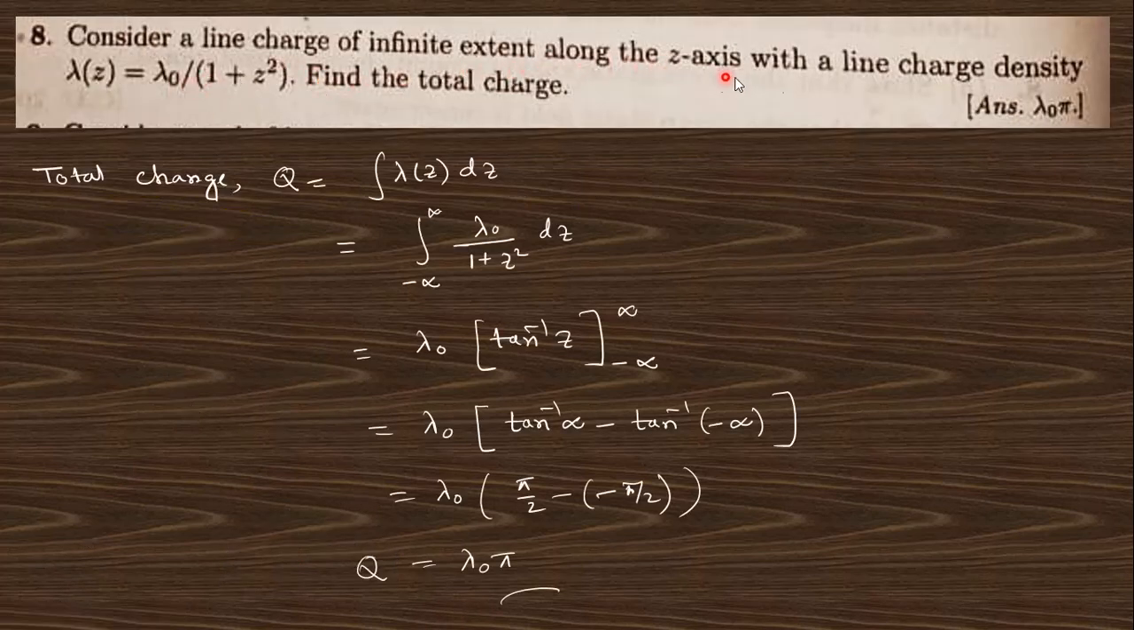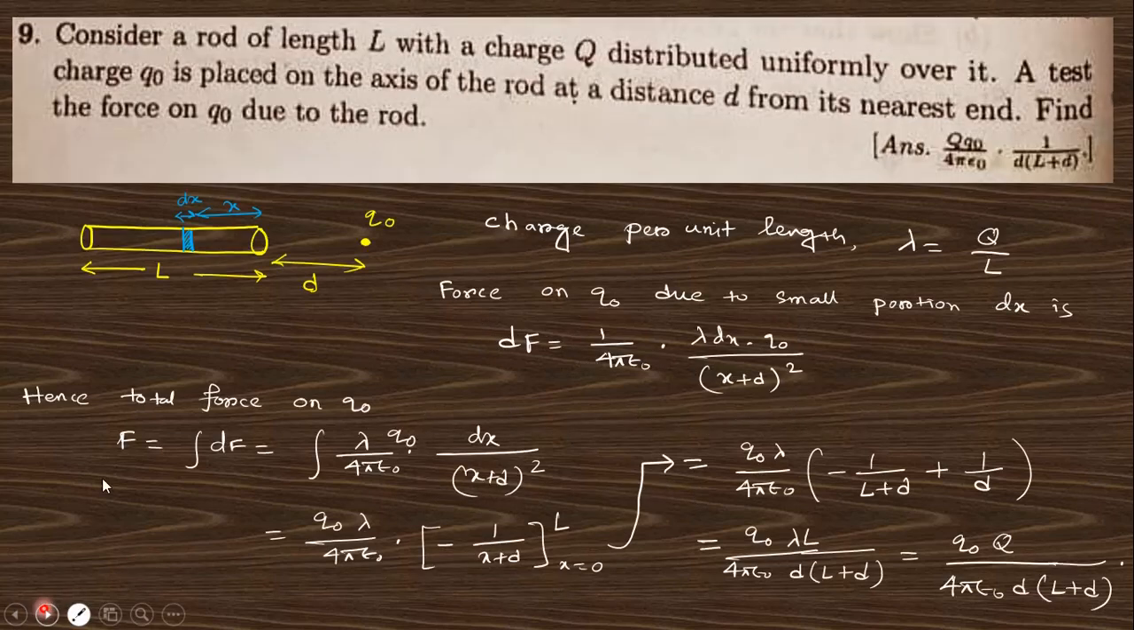Consider the line charge distribution and find out the total charge. So total charge is the integral of lambda dz. So the charge distribution is from minus infinity to plus infinity, and lambda equals to lambda 0 by 1 plus z square. So if you integrate and put in the value, you will get this answer. Go to the next one.